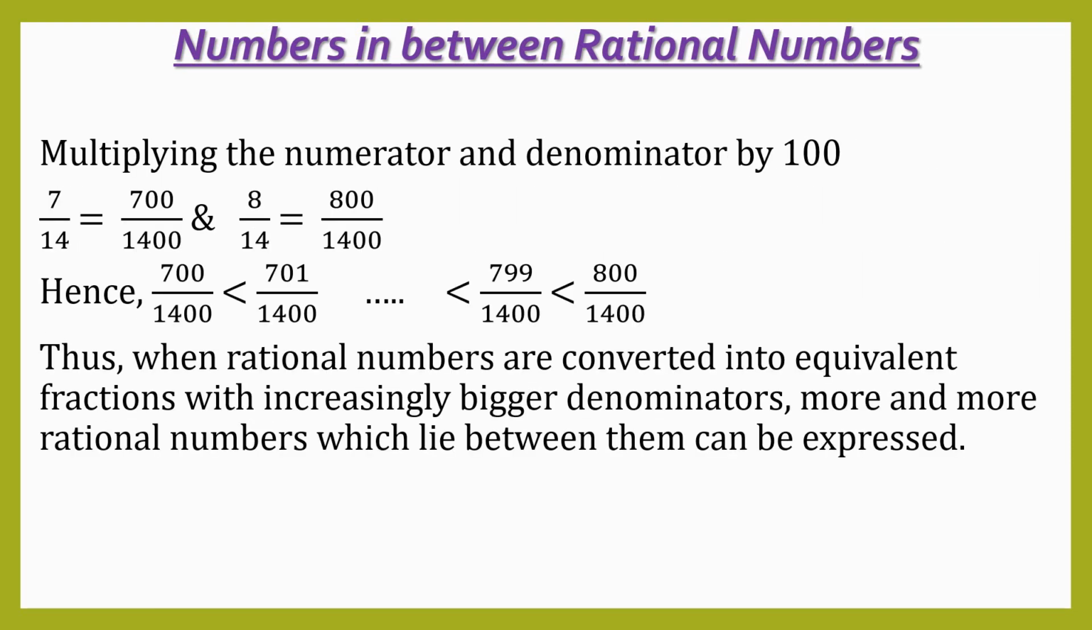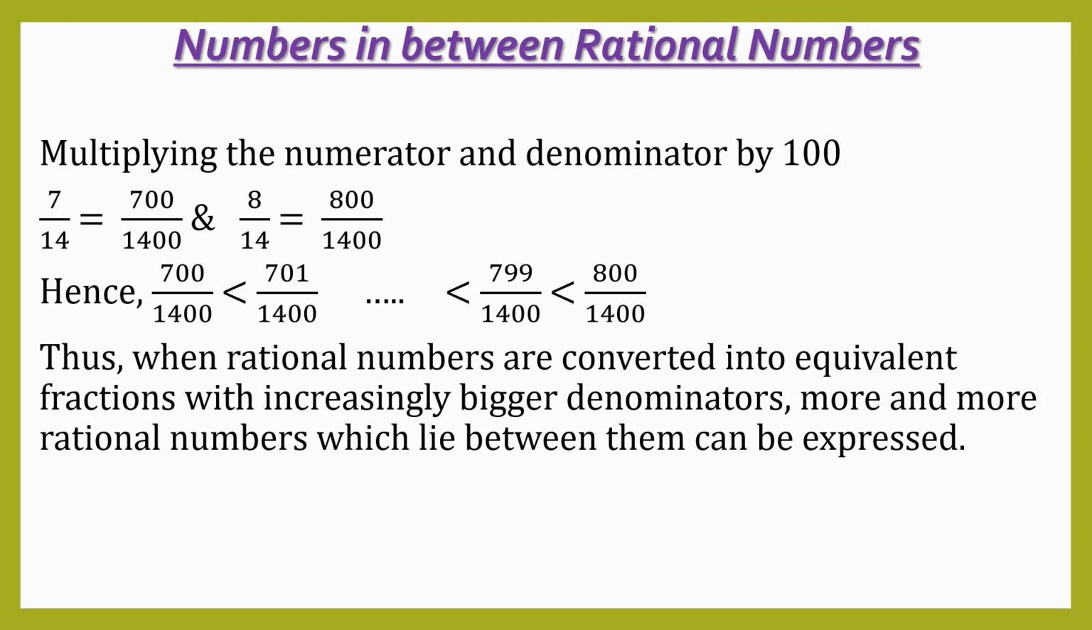9. Now multiplying the numerator and denominator by 100. When you multiply numerator and denominator both of 7 upon 14 by 100, you get answer as 700 upon 1400. And when you multiply numerator and denominator both of 8 upon 14 by 100, you get answer as 800 upon 1400. Now, when you find out the number between 700 upon 1400 and 800 upon 1400, there are many numbers which lie between these two numbers.